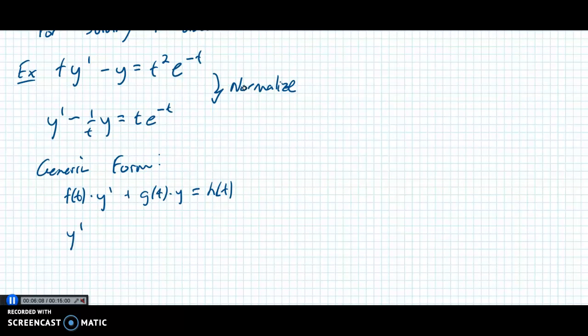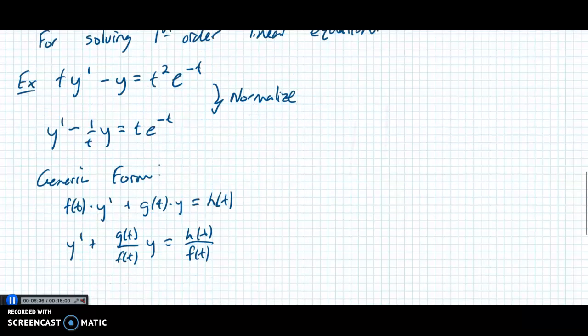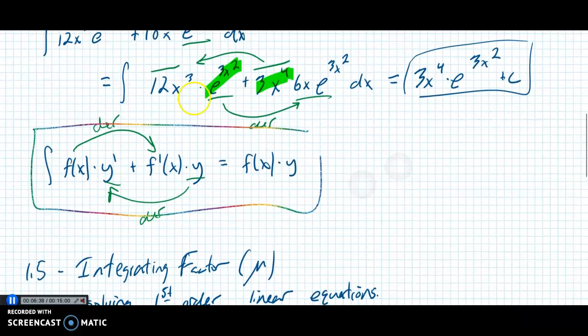That gives me y prime plus g of t over f of t times y is equal to h of t over f of t. And this gets it into a form where hopefully I will be able to make it look like the rainbow box up here.